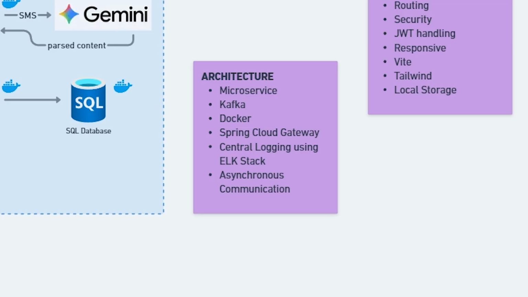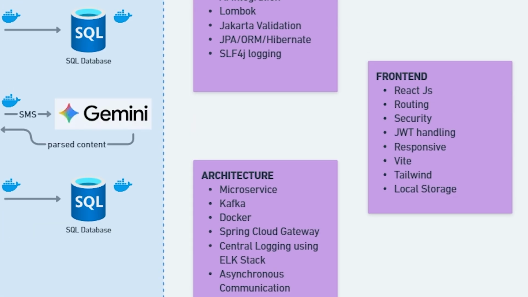So for that I have used the ELK stack, and to bind everything together and present it to the user, I have created a front end as well. The front end is built using React.js, and routing was also implemented with JWT security handling, and the website is completely responsive. The build tool I have used is Vite, and for designing I have used Tailwind, and I am also using local storage to store the authentication details in memory.